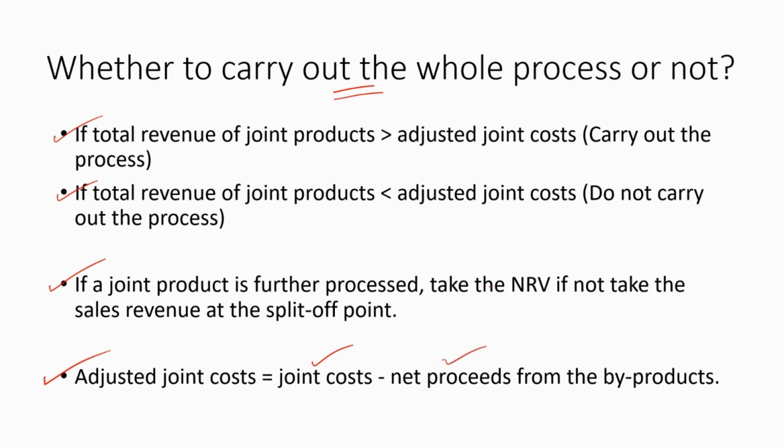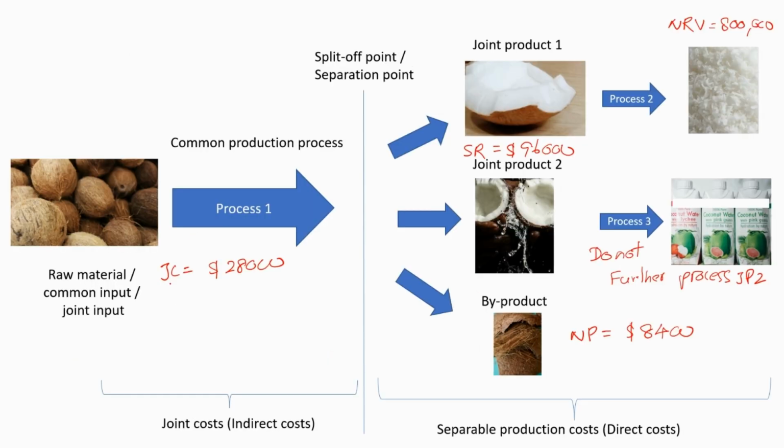So now let's see whether to carry out the whole process or not for the example we have discussed so far. So these are the values we have calculated so far. The joint costs before adjusting is equal to $28,000. The net proceeds by selling the byproduct is equal to $8,400, and we have decided to further process joint product 1 because the net realizable value of joint product 1 is greater than the sales revenue at the split off point. So we take the net realizable value because this is the final value. And as we discussed earlier, we are not going to further process joint product 2. So we take the sales revenue at the split off point.